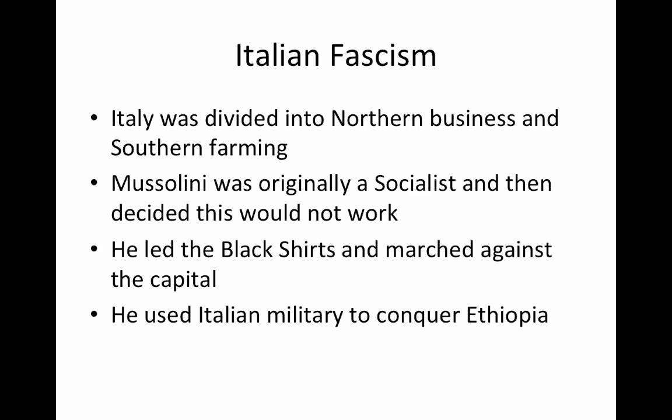Italian fascism. Italy was divided into a northern business section and southern farming. Mussolini originally was a socialist, but he decided this would not work. So he led a group of people called the Black Shirts, and they marched against the capital. And then he used the Italian military to go out and conquer Ethiopia. In both the cases of Italy and German fascism, the idea was to increase military spending, go out and conquer areas, bring back more resources, and by doing this, lower unemployment.